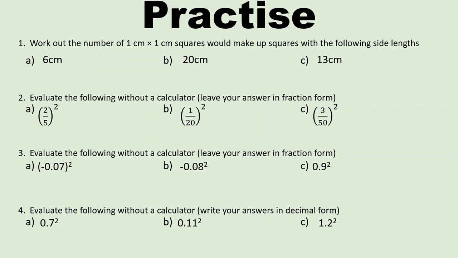For question 1, I want you to work out the number of 1 centimeter by 1 centimeter squares it would take to make these squares with the following side lengths. So basically I want you to find the areas of these squares with side lengths 6, 20, and 13 centimeters.